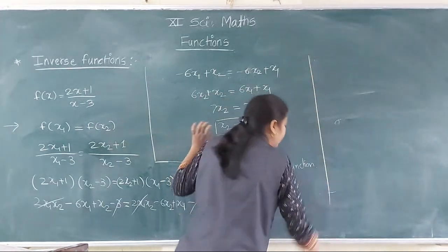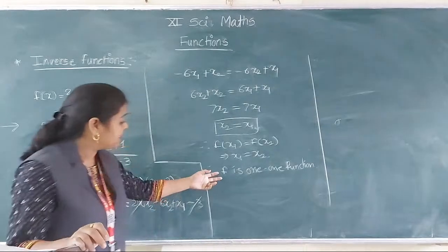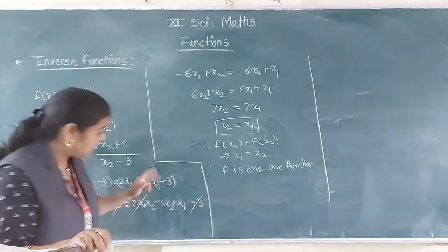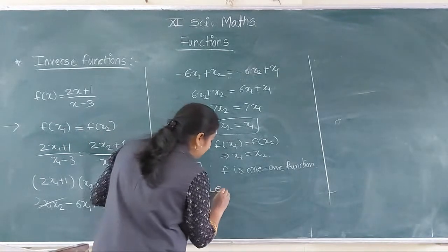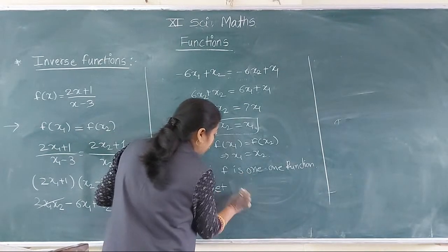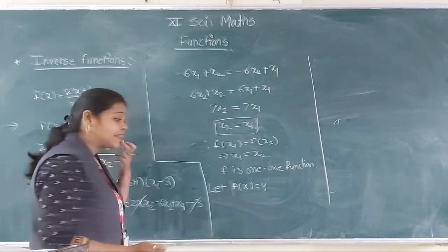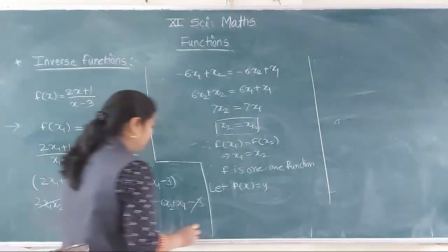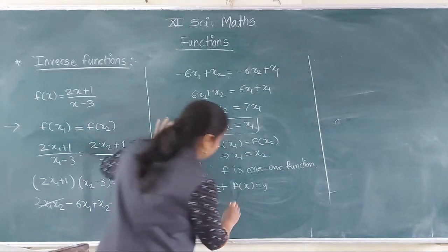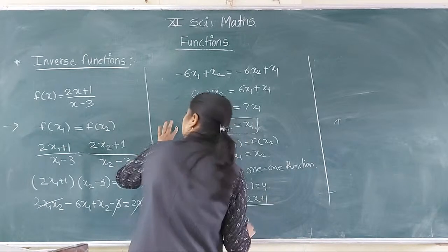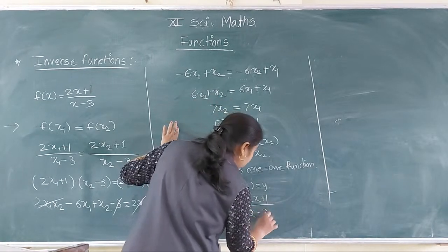We have to check whether the function is onto. Now what we did is check whether the function is 1-1, and the function has come out 1-1. Okay, so now we'll check that function f of x is onto. f of x is equal to y. That means here y is equal to 2x plus 1 upon x minus 3.